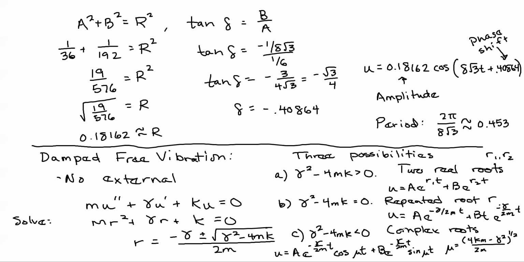So those are our three possibilities. If you have a damped free vibration problem with no external force, then there are three things that could happen in the damping scenario. You could have two real roots, you could have one repeated root, or you could have complex roots. Okay, so let's take a look at those and see if we can make some observations, because there's an interesting pattern going on there.